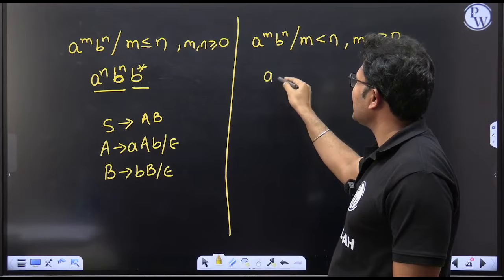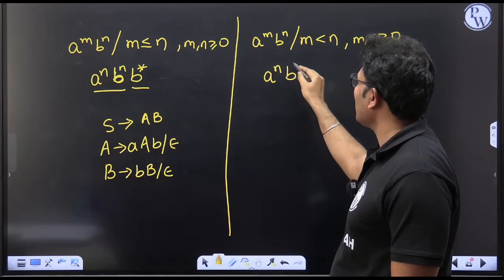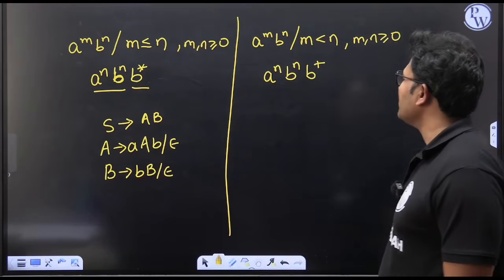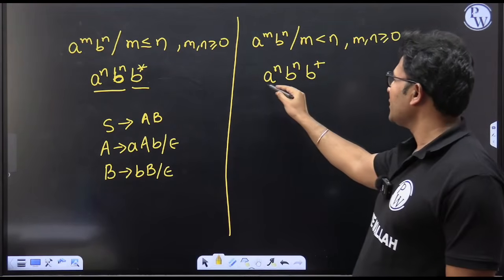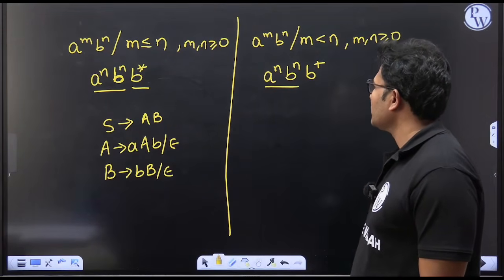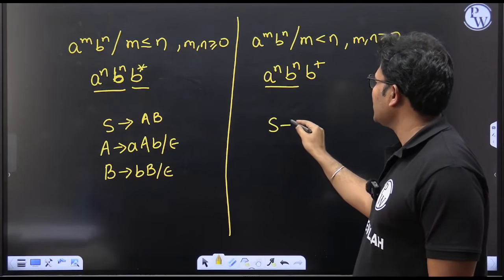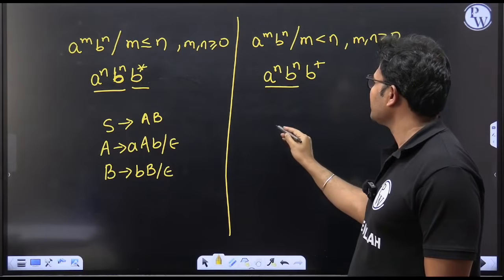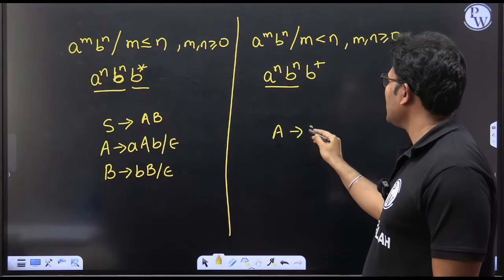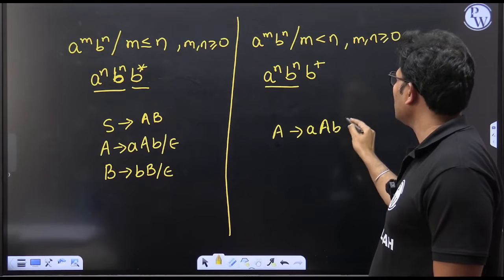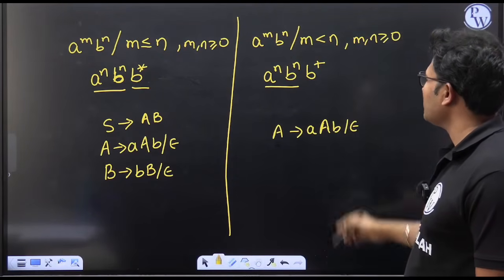How are you going to write it? a^n b^n b^+, since the a's have to be less than the b's. First you generate a^n b^n. How are you going to generate it? S derives, let us say, A. A derives a A b, or epsilon. This will generate a^n b^n.